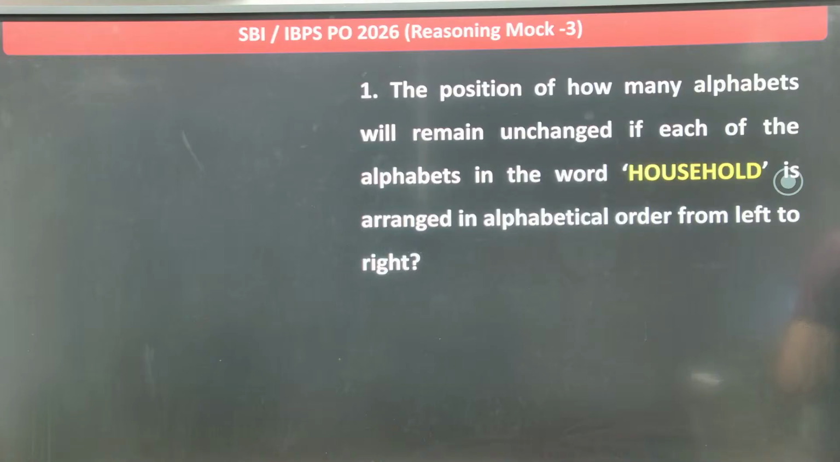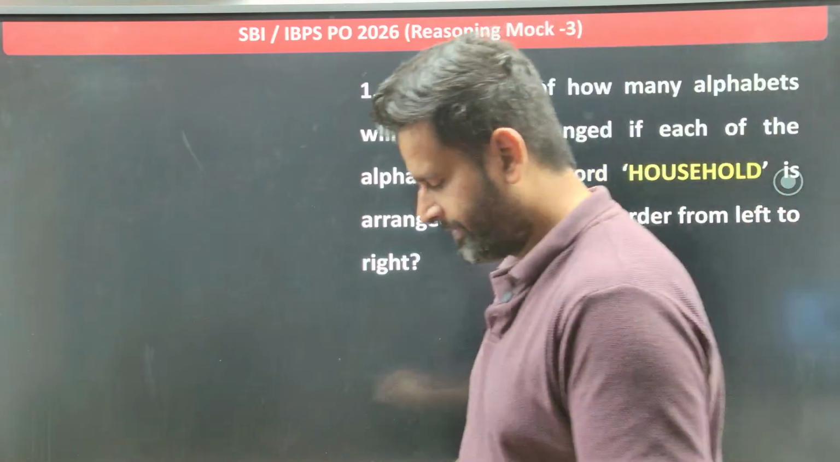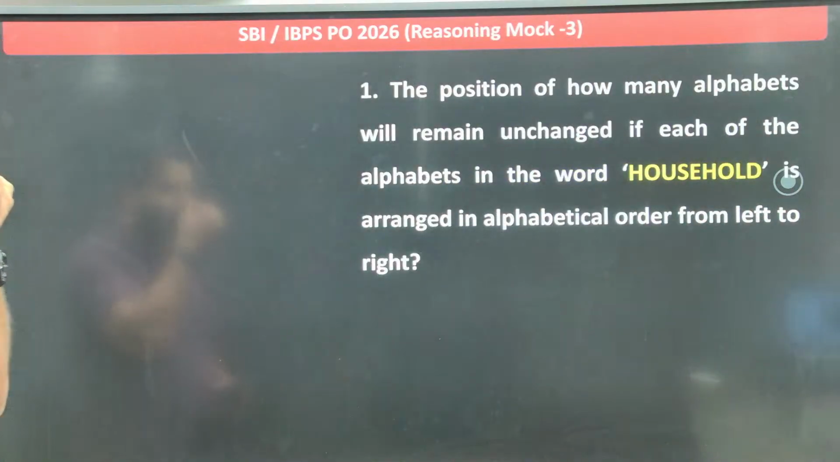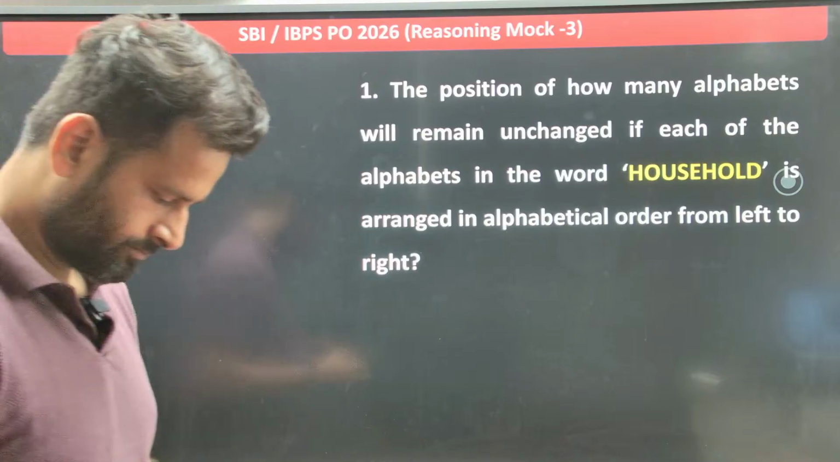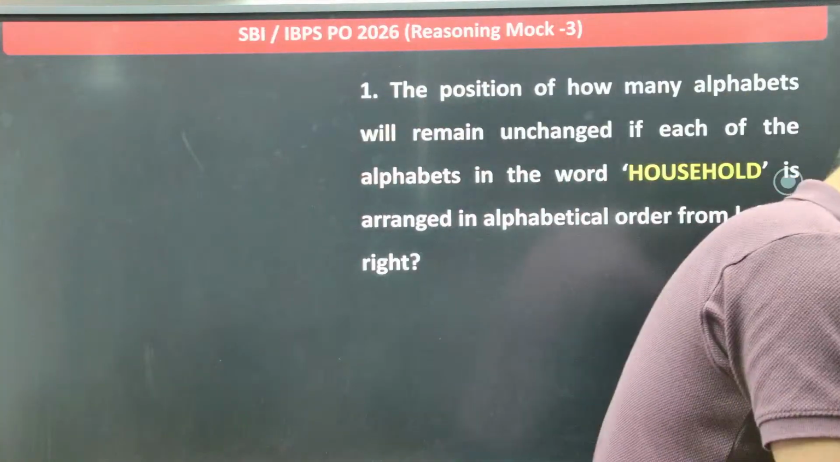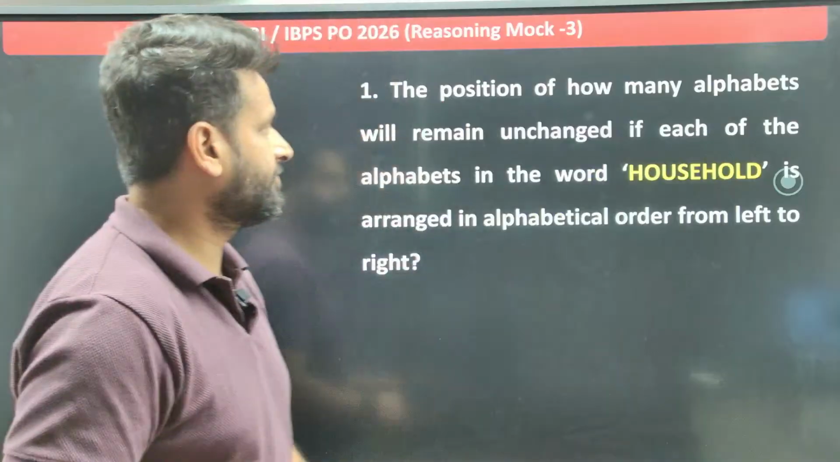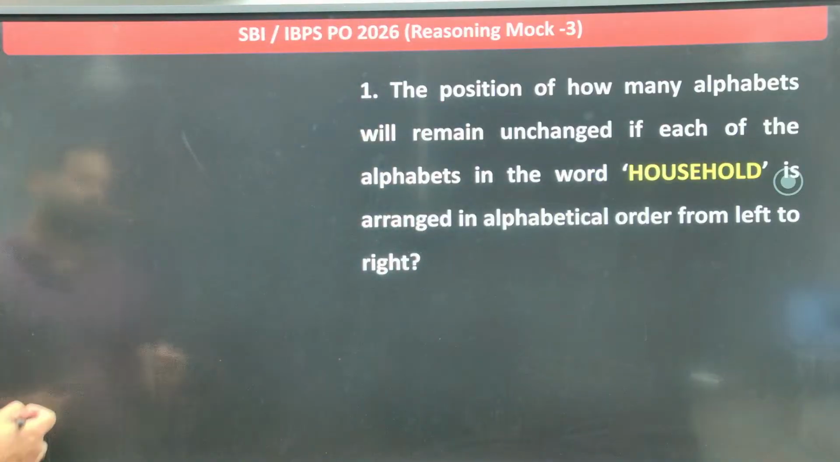The very first question is based on alphabet test. A word is given to you, that is household. The position interchange is happening. Check this out. Some rearrangements are required to be done. For example, the position of how many alphabets?